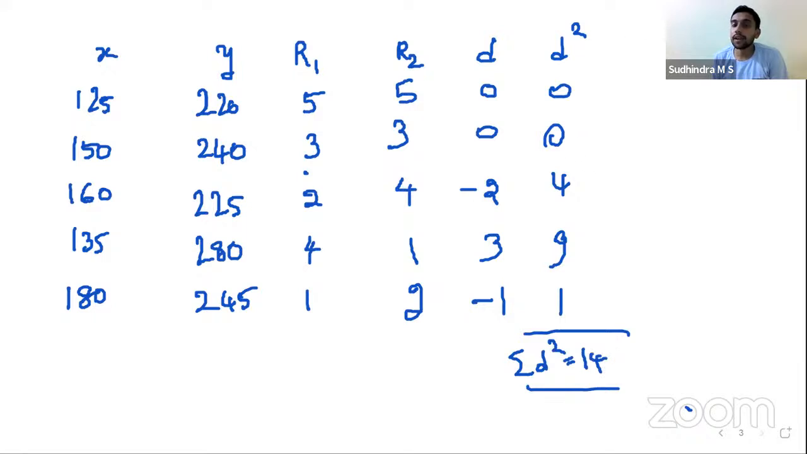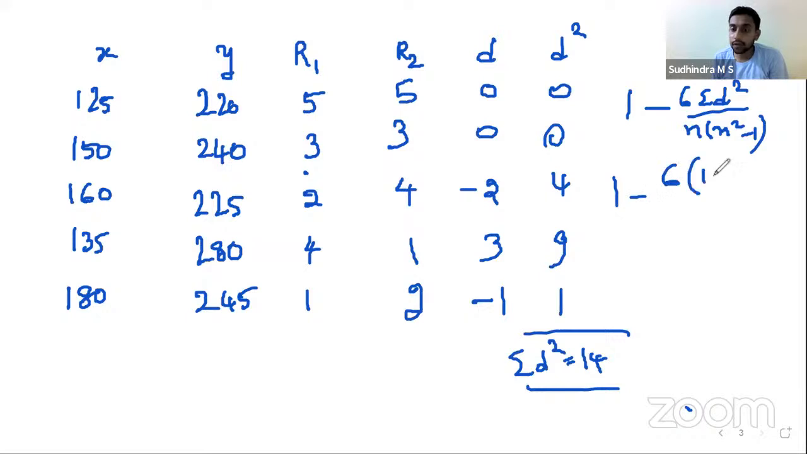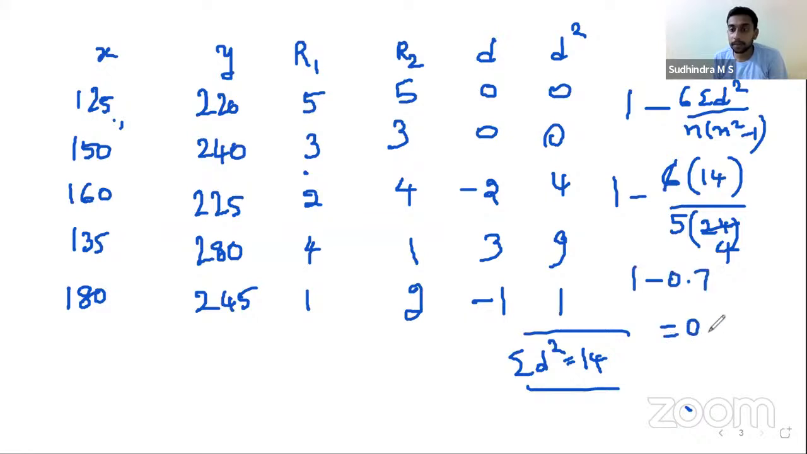Then we apply the formula. What is the formula? 1 minus 6 summation D square by n into n square minus 1. So 1 minus 6 into summation D square, which is 14. What is n? 5, the number of values: 1, 2, 3, 4, 5. Correct. 5 into 5 square minus 1 is 5 into 24, which is 120. So 6 fours are 24, and 14 times 6 is 84, divided by 120 is 0.7. 1 minus 0.7 is 0.3. Correct? Yes.